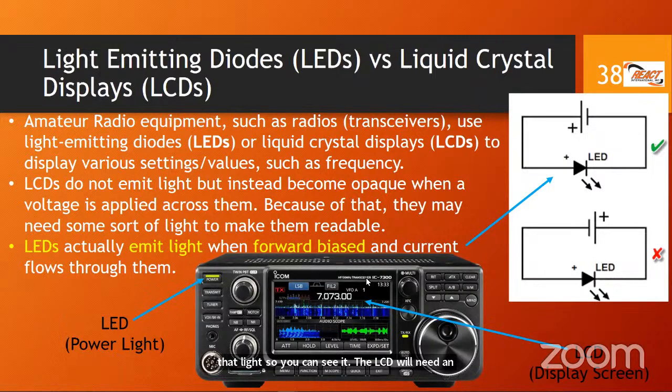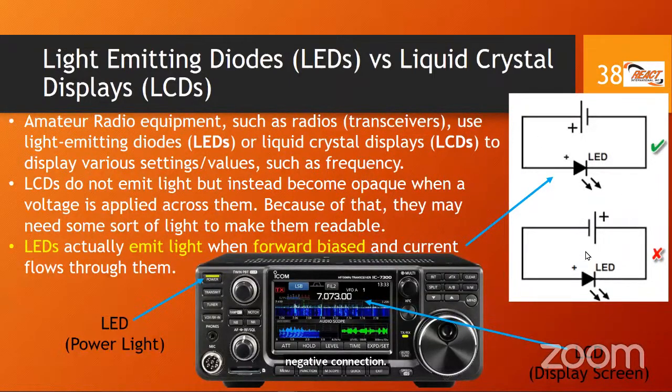So for the exam, we need to know that an LED, which stands for light emitting diode, and it kind of says what it does, actually emits light when it is forward biased. Remember, we talk about forward biasing. You apply a positive voltage to the positive connection, and you apply a negative voltage to the negative connection. When you do that, you become forward biased and a current flows.